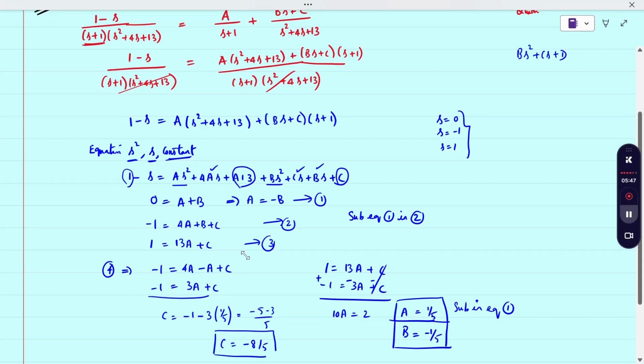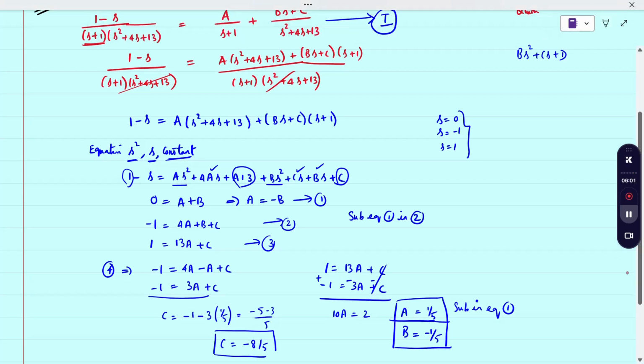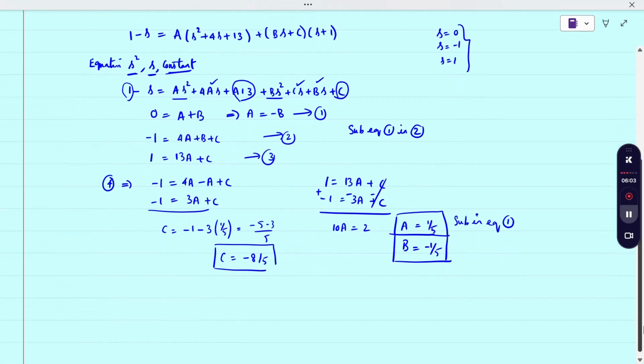Now all three parameters are substituted in this equation. In this first equation I have to substitute them. So when I substitute and split the terms, our question was L inverse of (1 minus s) divided by (s plus 1) into (s squared plus 4s plus 13).